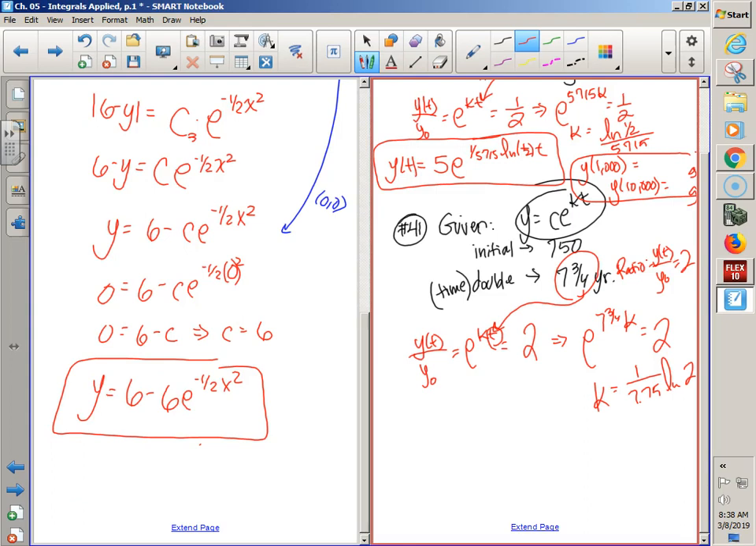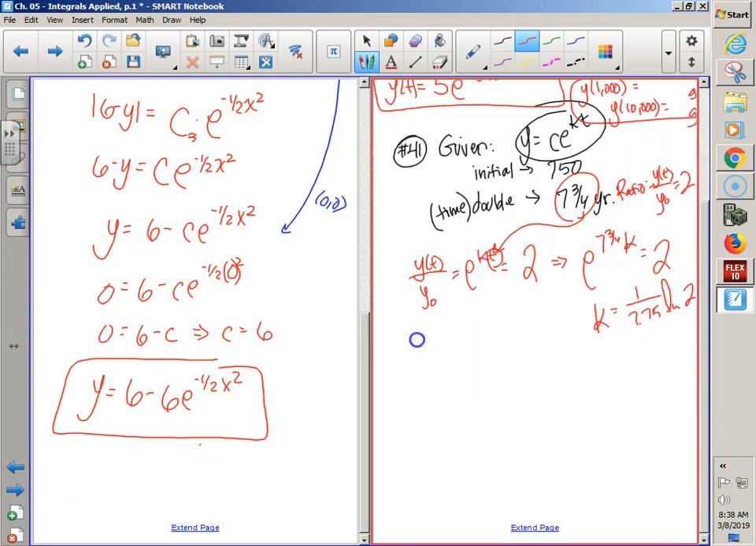Chemistry and say, okay, half-life, ln of 1/2, 1 over the time it takes. So we can go ahead and say we know our y of t because they gave us our initial, which was super nice, 750. E to the 1 over 7.75 ln of 2 times t. And then guys, aren't you just filling in a table again?